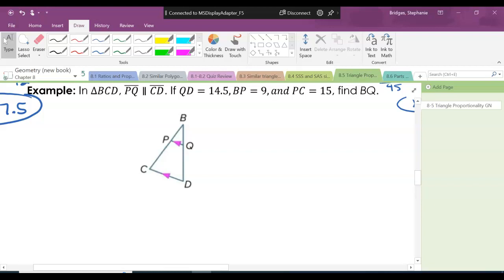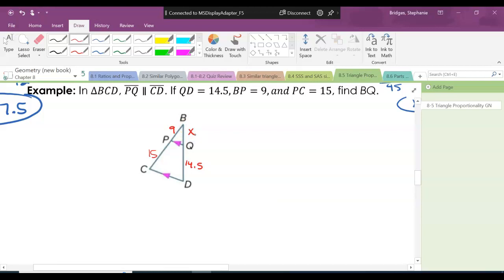Label QD. What does it tell you QD is? Look at the top, right above the picture. What does it say QD is? Okay, so we're going to label that in our picture, 14.5. What's the next piece it tells me? BP is 9, so I'm going to label that. What else does it tell me? Okay. And I'm looking for BQ, so I'm going to call that x, okay?